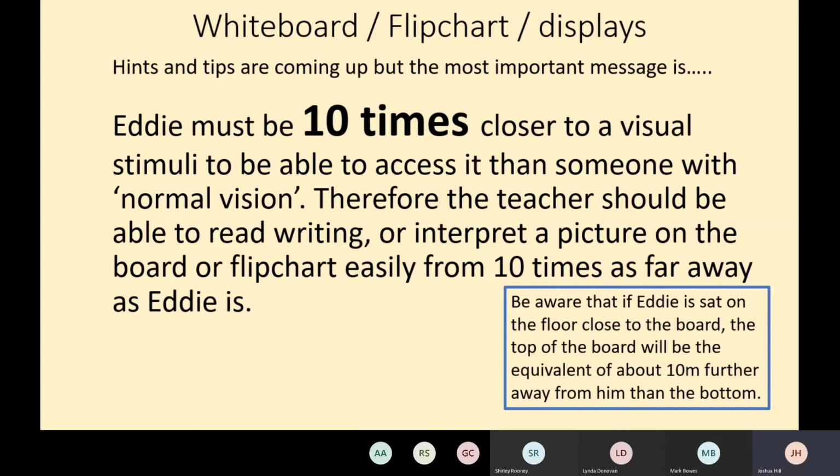So for someone with normal vision, the difference would be it's 10 metres further away. So try to keep the work at the bottom half of the board if possible, so it's as close to Eddie as possible.